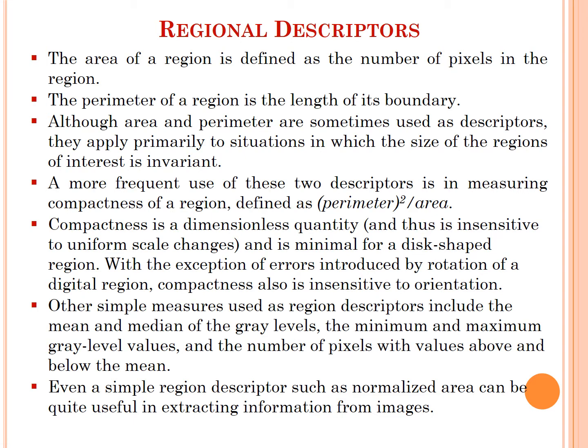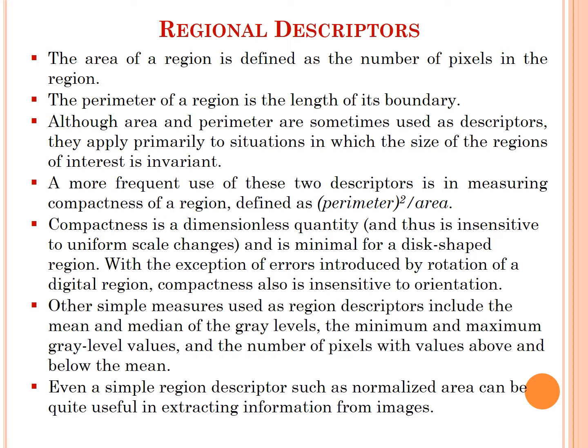Regional descriptors. The area of a region is defined as the number of pixels in the region. The perimeter of a region is the length of its boundary. Although area and perimeter are sometimes used as descriptors, they apply primarily to situations in which the size of the region of interest is invariant.